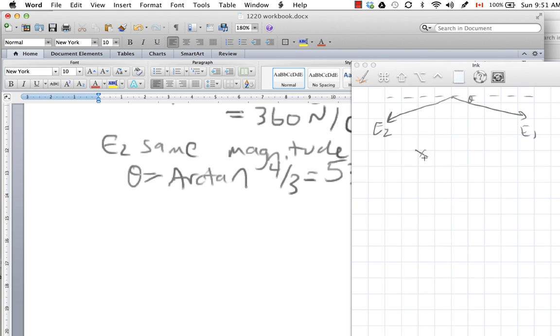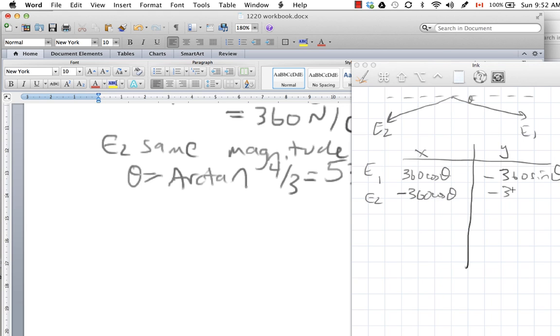So in the x direction and in the y direction, first of all, electric field 1 is going to be in the x direction, it's going to be 360 cos theta, and then it's going to be downwards 360 sine theta. The second electric field to the left is going to have a negative x component, and it's also downwards, so it'll have a negative y component.